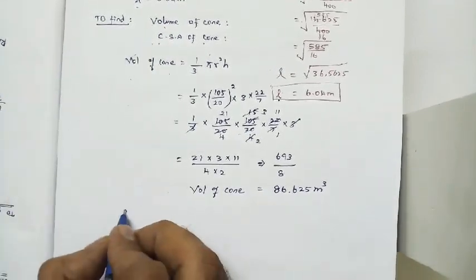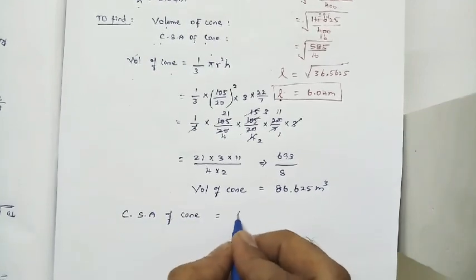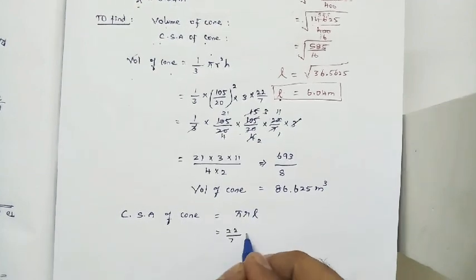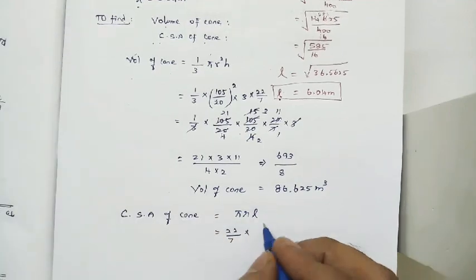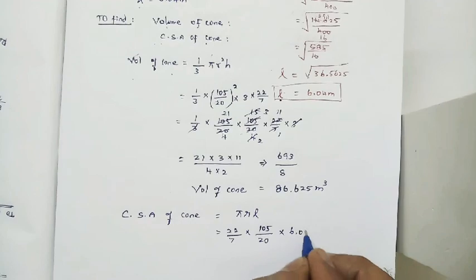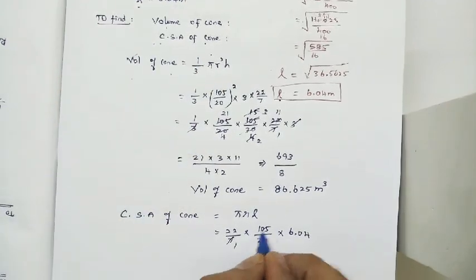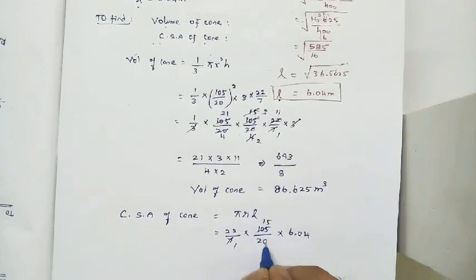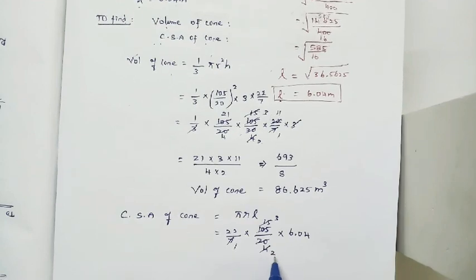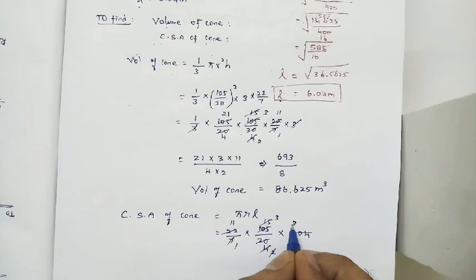CSA of the cone. So CSA of the cone, curved surface area of a cone, is equal to pi r l. So what is the value of pi? 22 by 7 into, what is the value of r? 105 divided by 20 into 6.04. L is equal to 6.04. Simplify. 7 table 1 times. Here 15 times. 5 table 4 times. Here 3 times. Once again 2 table 2 times, 11 times. Here 2 table 1 times, 3.02.